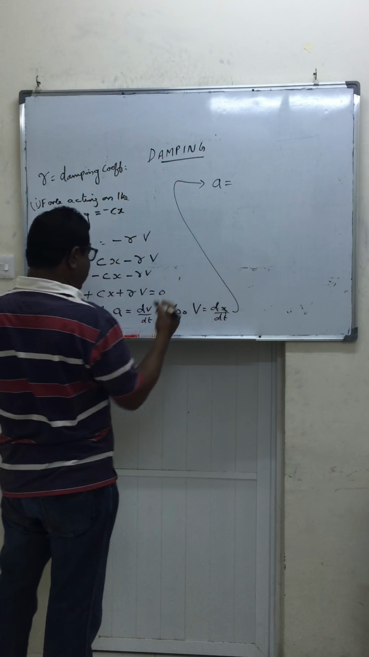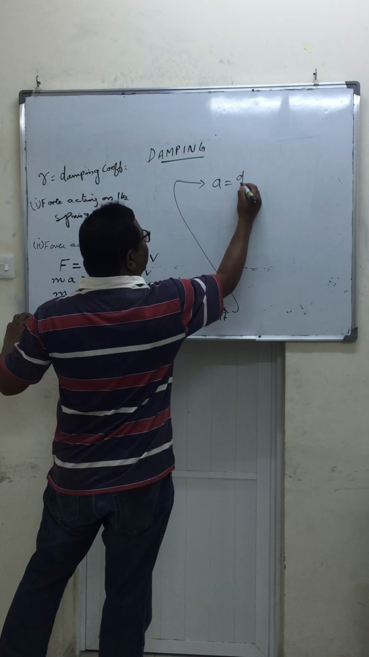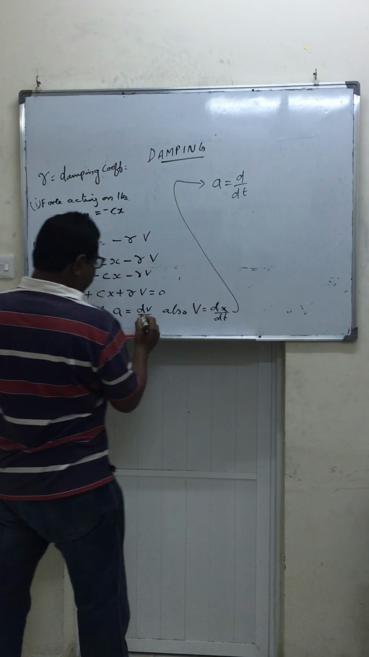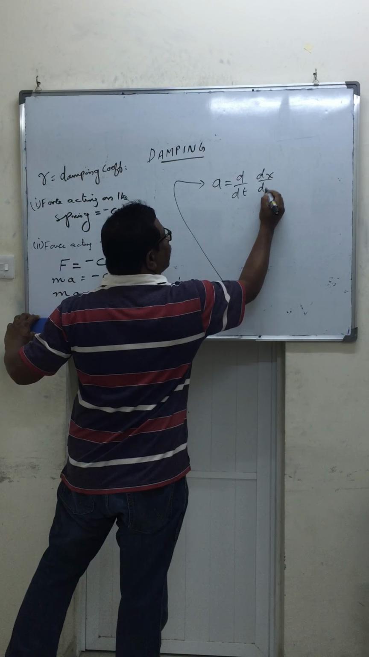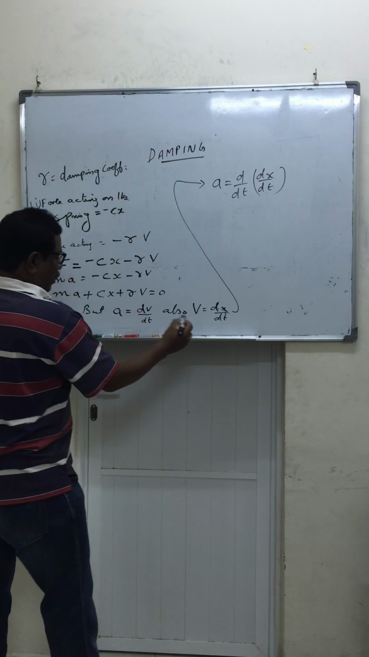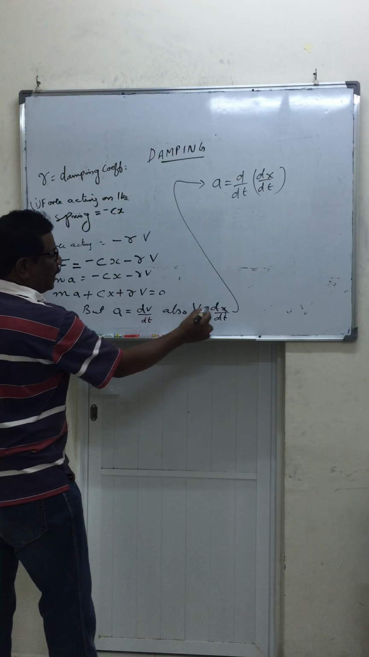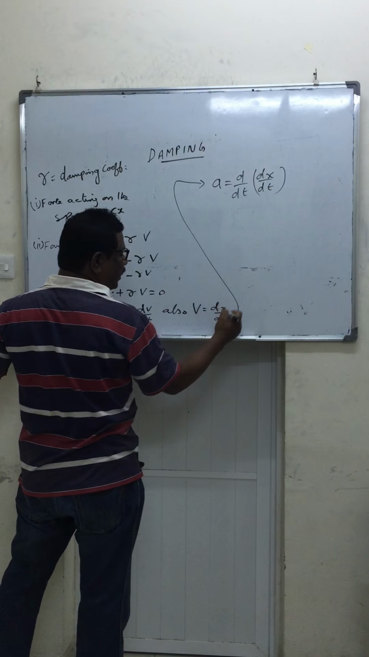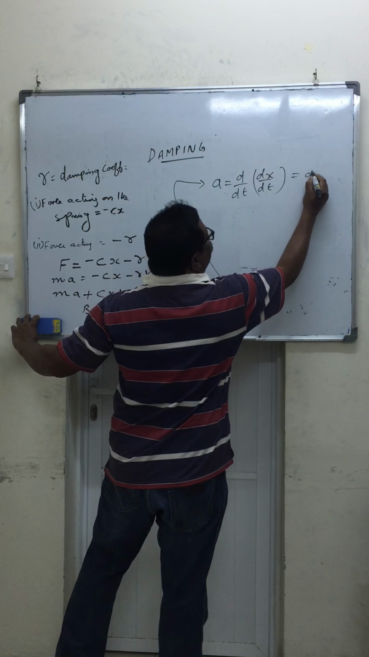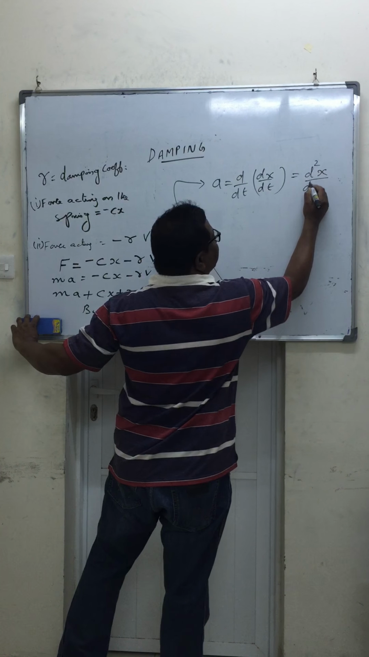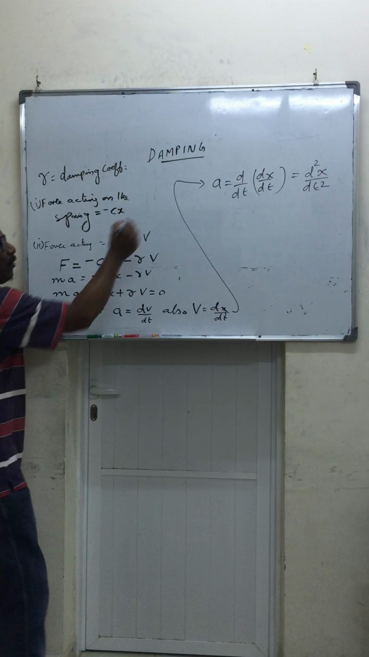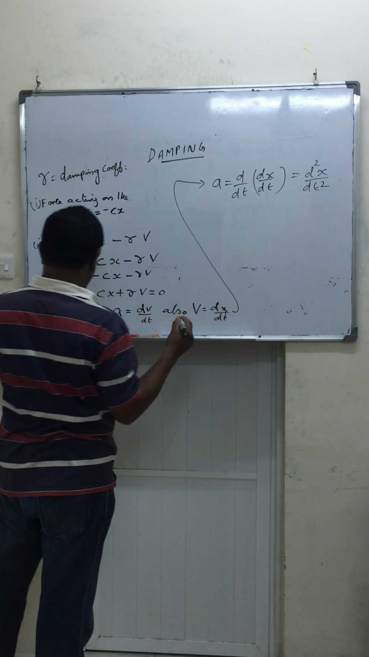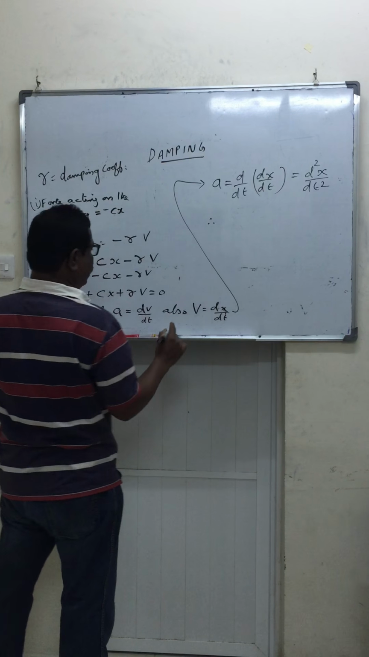Therefore A equals d by dt of, instead of V, what will I be writing? dx by dt. Because A equals d by dt of V. What is V? dx by dt, which gives d square x by dt square. So you got the expression for A. Now instead of A, what will I be writing? This value.